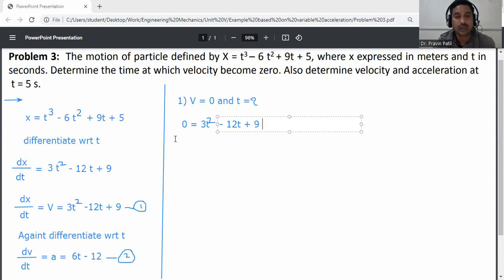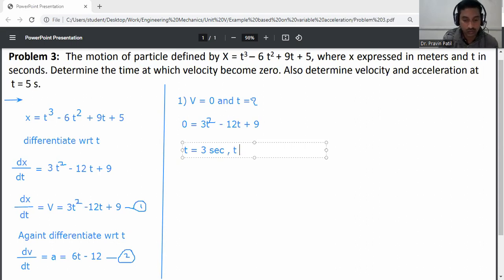Solve this quadratic equation. From this quadratic equation, we get two values of t. One is t is equal to 3 seconds, and the second is t is equal to 1 second. You can solve this quadratic equation by scientific calculator. Okay.